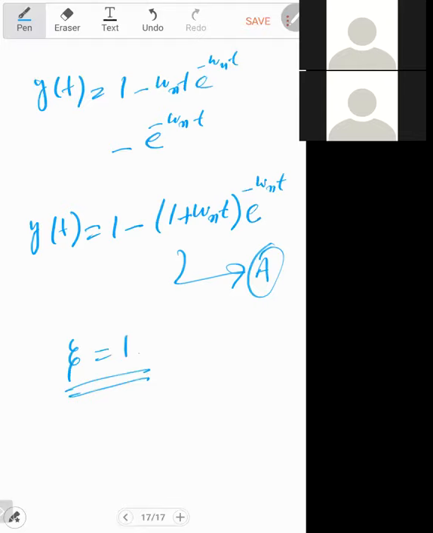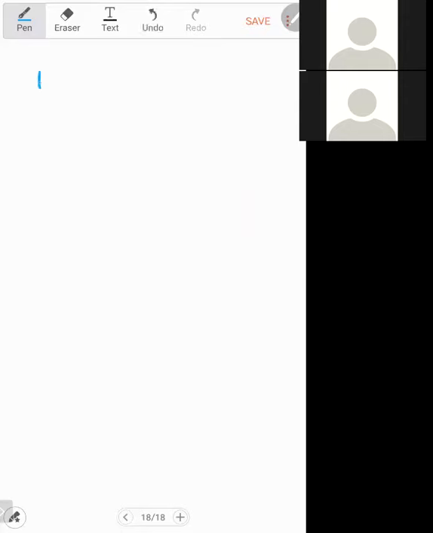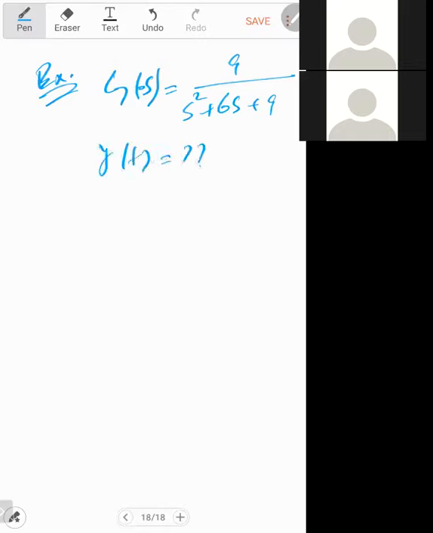We can directly use this expression for the unit step function applied at the input, so we can find y. For example, consider this example where we have G of s equal to 9 divided by s square plus 6s plus 9, and x of t is applied at the input. We are going to find y of t. So we will compare G of s with the standard form of the second order system, omega n square divided by s square plus 2 zeta omega n s plus omega n square.